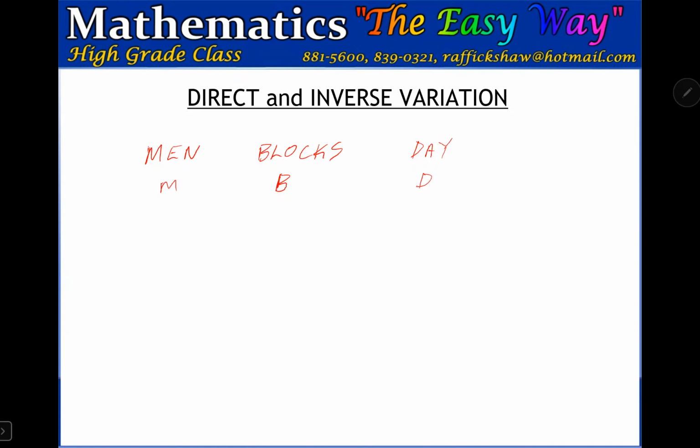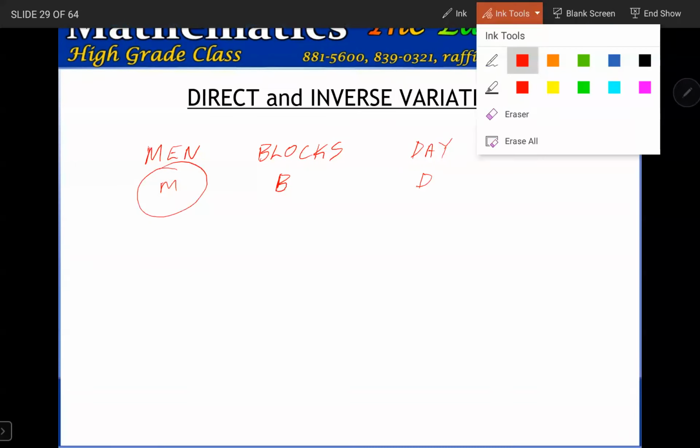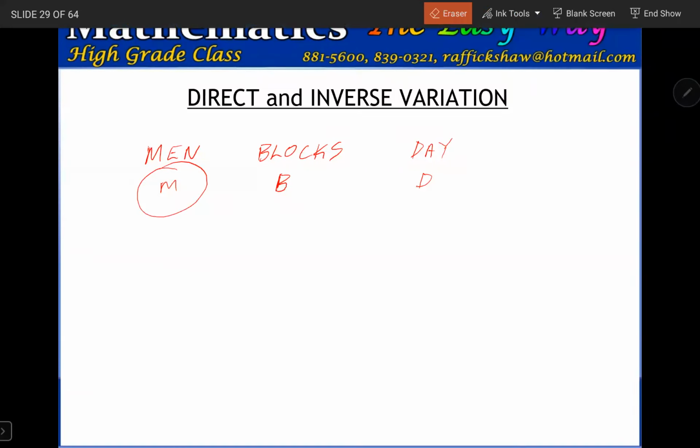All right? The number of men can increase or decrease, and the number of blocks can also increase or decrease. And the number of days is how long they take to finish the work. The number of days that they take to finish the work will depend on the number of men working, for a fixed number of blocks.